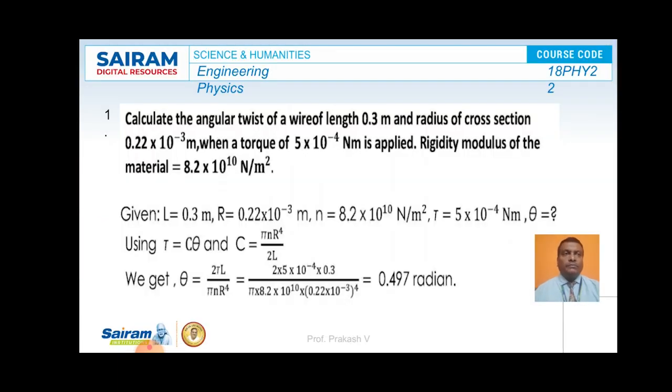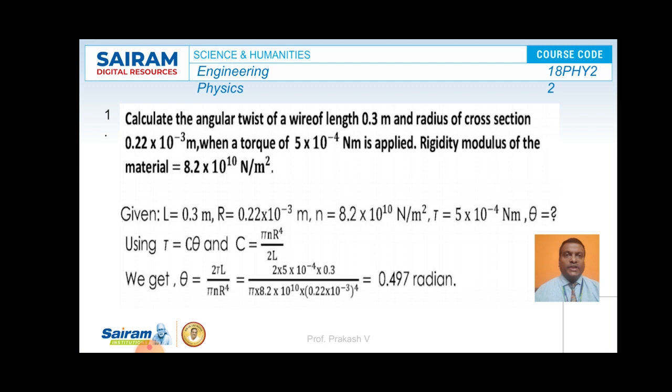The first problem is: calculate the angular twist of a wire of length 0.3 meter and of radius of cross section 0.22 into 10 to the power of minus 3 meter when a torque of 5 into 10 to the power of minus 4 Newton meter is applied. Rigidity modulus of the material of the wire is 8.2 into 10 to the power of 10 Newton per meter square.